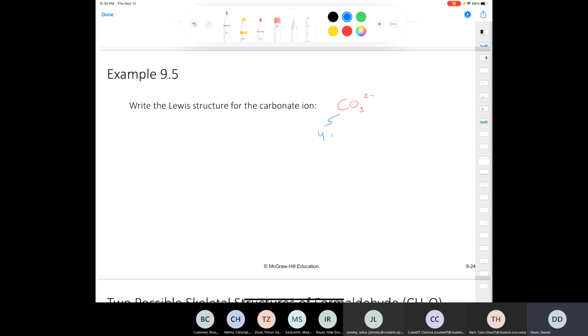Well, I've got 4 from carbon. Each oxygen has 6, and there's 3 of those. Then I'm going to add 2 because I've got 2 extra electrons for the 2- charge. When I tally all that up, I've got 18 plus 4 is 22, 24. Sorry. I've got a total of 24 electrons.